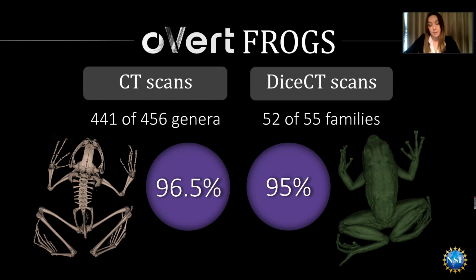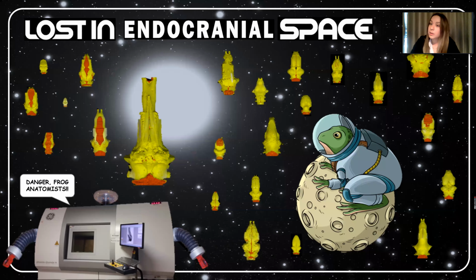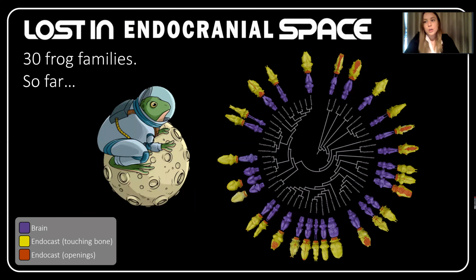So I started segmenting, and consequently became lost in endocranial space. So this is an alternative title for this talk and a pretty accurate representation of what I did with a lot of my spare time during 2021. So I want to take you on a journey through endocranial space. So far, I've processed 30 different frog families. I'm still going, but I do want to show you what I've found so far.